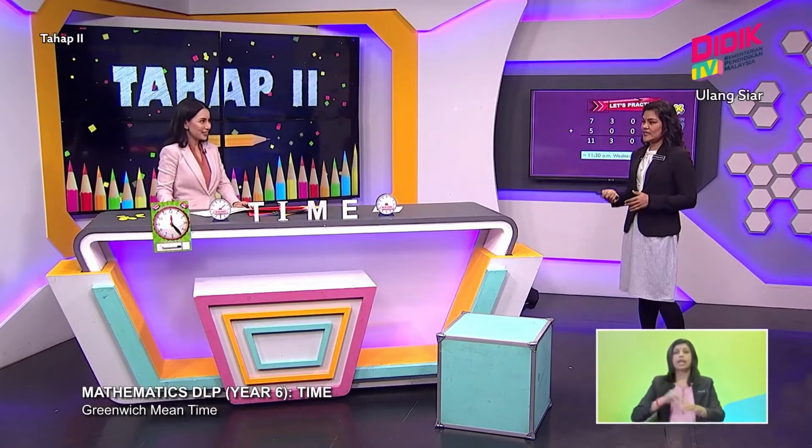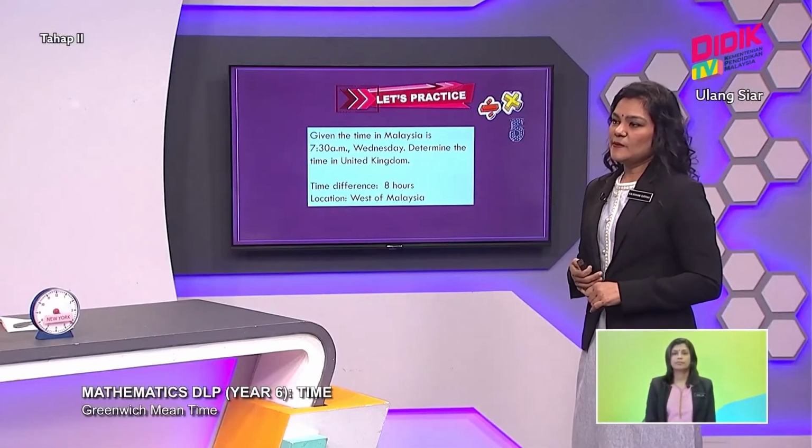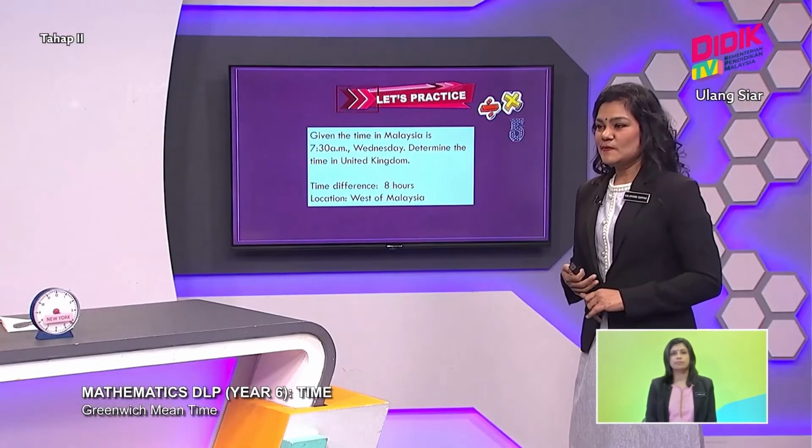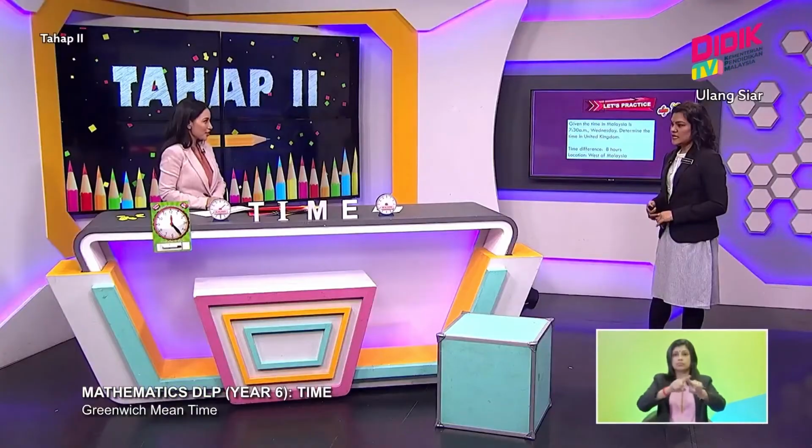Second example, given the time in Malaysia is 7:30 a.m. Wednesday, determine the time in the United Kingdom. What's the time difference? 8 hours. The location? The UK is located on the west of Malaysia, of course, it is a western country. Since we have these two, what do we have to do?